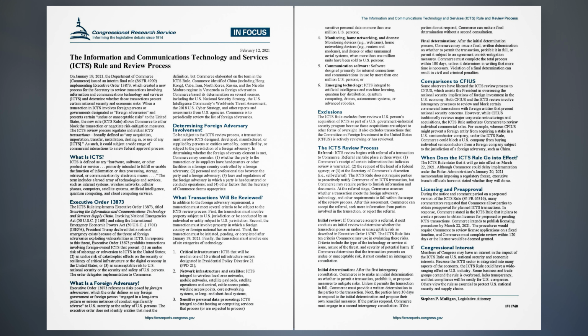For example, whereas CFIUS might prevent a foreign entity from acquiring a stake in a U.S. semiconductor company, under the ICTS rule, Commerce could block a U.S. company from buying individual semiconductors from a foreign company subject to the jurisdiction of a foreign adversary, such as China.